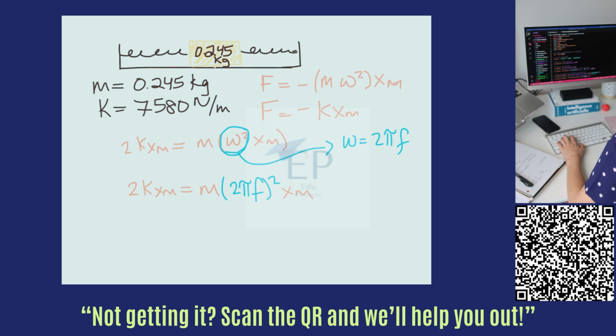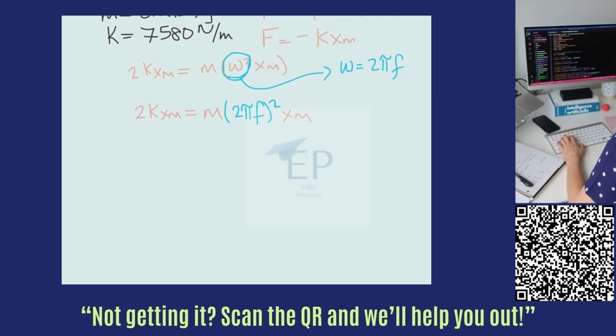When I am changing this to get my frequency by itself, the first thing I'm going to do is divide both sides by my amplitude. So that gets taken out of my equation. Then I would divide again by my mass. So I have my 2k, which is my spring constant, equals mass times my 2 pi f squared. Divide both sides by my mass. So that divides out on that side.